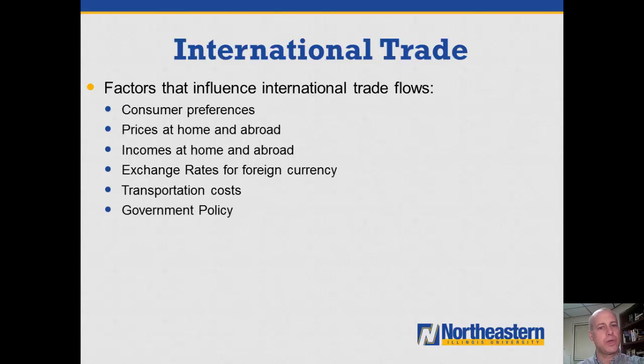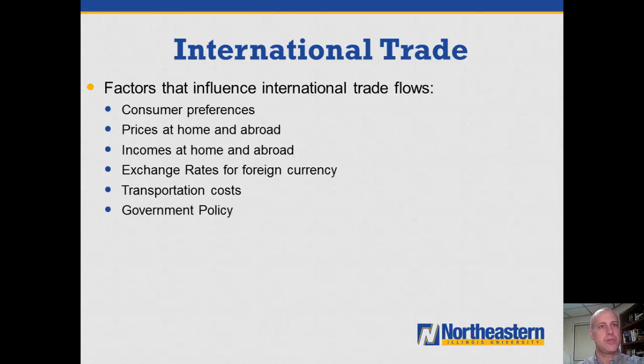Exchange rates for foreign currency, that is, when the amount of foreign currency we can obtain for a dollar changes, this influences our decisions to buy and sell domestic versus foreign goods. Sometimes the dollar is what we call stronger, that is you can buy more foreign currency with it, and when this is the case we will tend to import more goods. At other times the dollar is weaker, and this can lead to more exports. People can buy more of our goods for fewer units of the foreign currency.